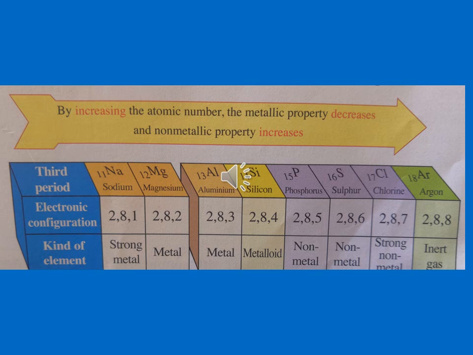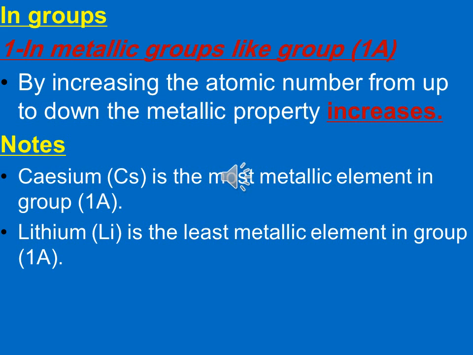So the period starts with sodium, which is a strong metal, then the metallic property decreases, then we meet silicon, which is a metalloid. After that, we meet non-metals, and the non-metallic property is increasing till we meet fluorine, which is the strongest non-metal. After that, the period ends with argon, which is a noble gas or inert gas.